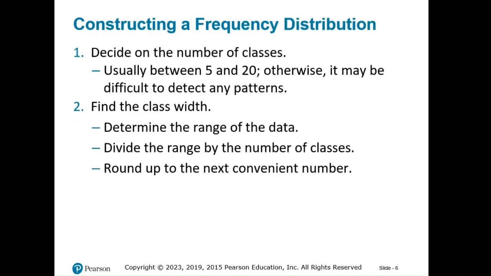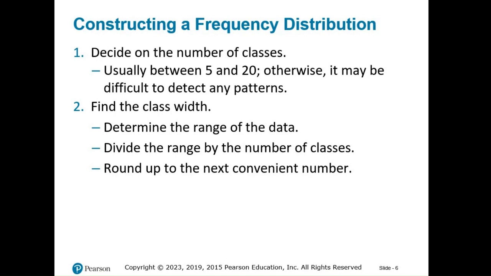Okay, here are a few guidelines for constructing a frequency distribution. First, decide on the number of classes. In the real world, this is totally up to the statistician, but in our case, we will usually keep them between 5 and 20 classes. Otherwise, it may be difficult to detect patterns among them. For the purposes of this class, most of the time, you'll be told how many classes to create.